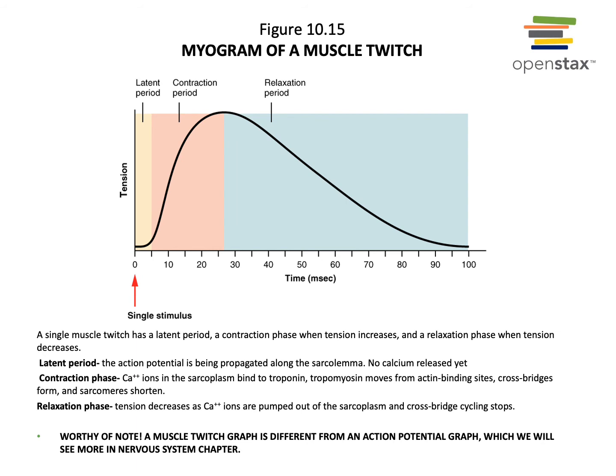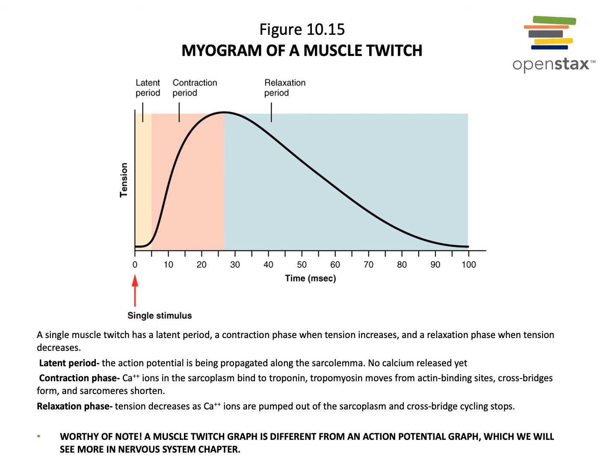So this is an electrical graph. This is different from the action potential graph. Let me make sure that you understand that. This is a different graph. This is measuring the tension of a muscle. How strong is that muscle contraction?